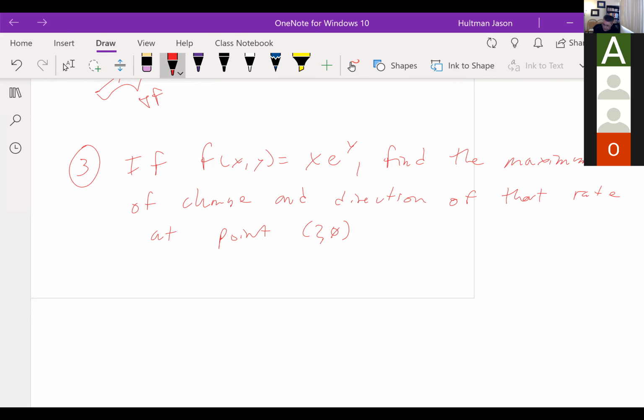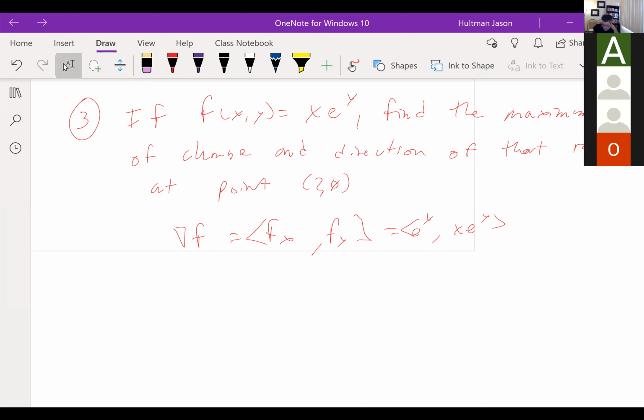Okay, so we want the maximum rate of change and the direction of the rate of change. So let's find out what del f is here. Del f is going to be f sub x, f sub y. Okay, f sub x is going to be e to the y, and f sub y is going to be x e to the y.